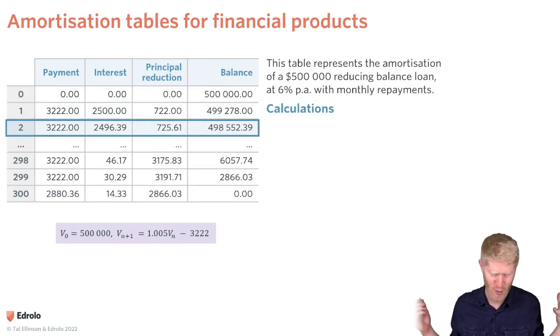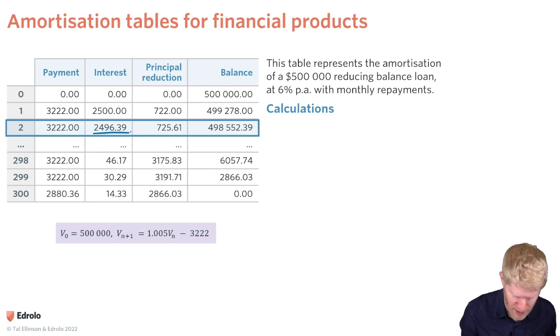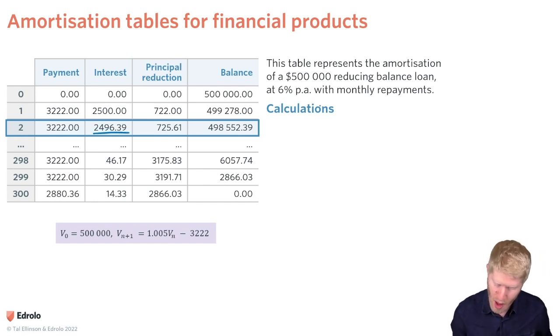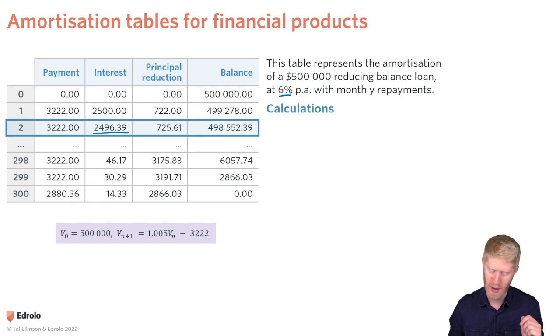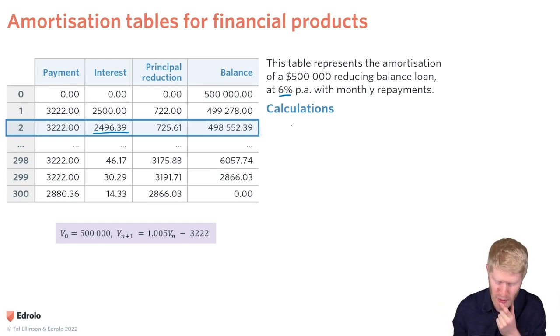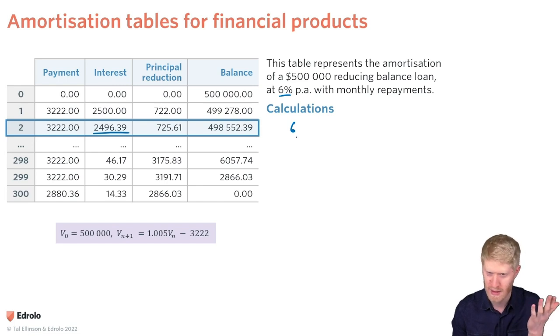All right, so I understand what this table is telling us, but let's go over a few calculations just to reinforce how we could find some of these numbers if we weren't sure. I want to calculate the interest in this row here. I'm told that my amortization table is a reducing balance loan, and it's 6% per annum. Okay, so these payments are interest. I'm making them, they're being added to my loan. They're making me owe more money. How do I work this out?